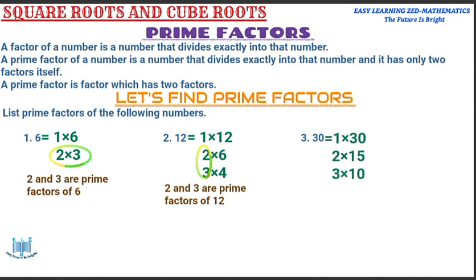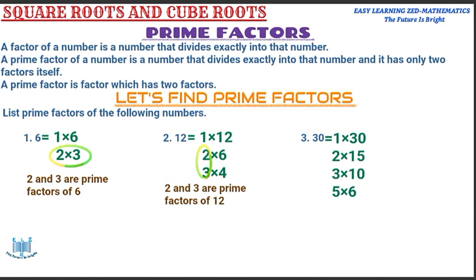Okay, 4 cannot go into 30 without leaving a remainder. 5 will go into 30. How many times? 6. So we're going to write 5 times 6. Then 7 will leave a remainder. When we divide 30 by 7, we'll have a remainder. And 8 will also leave a remainder. So 9 will also leave a remainder. So basically, these are the factors of 30.